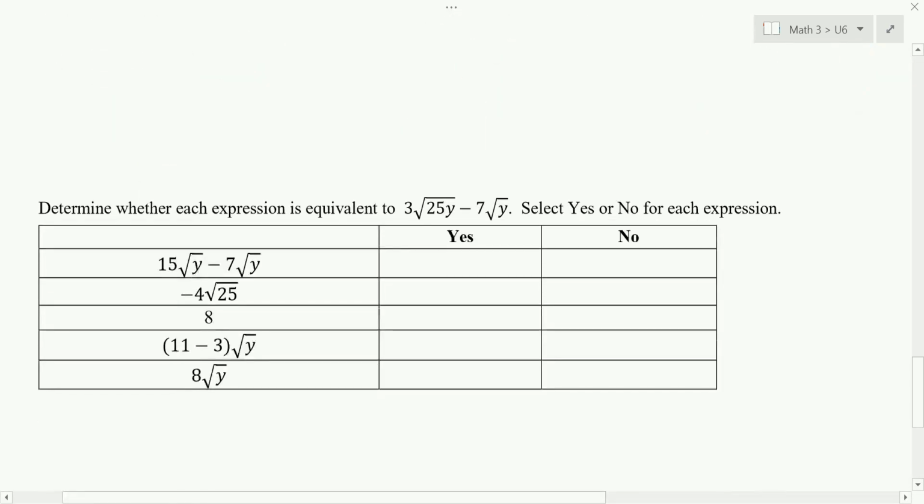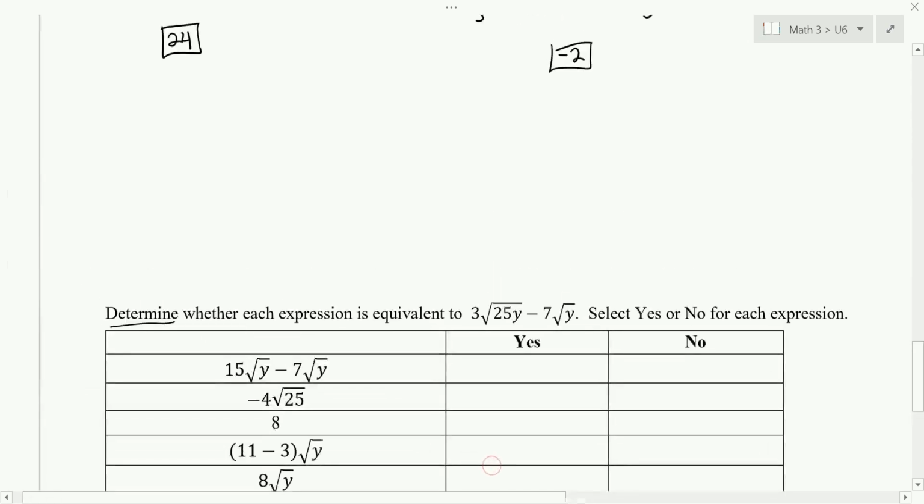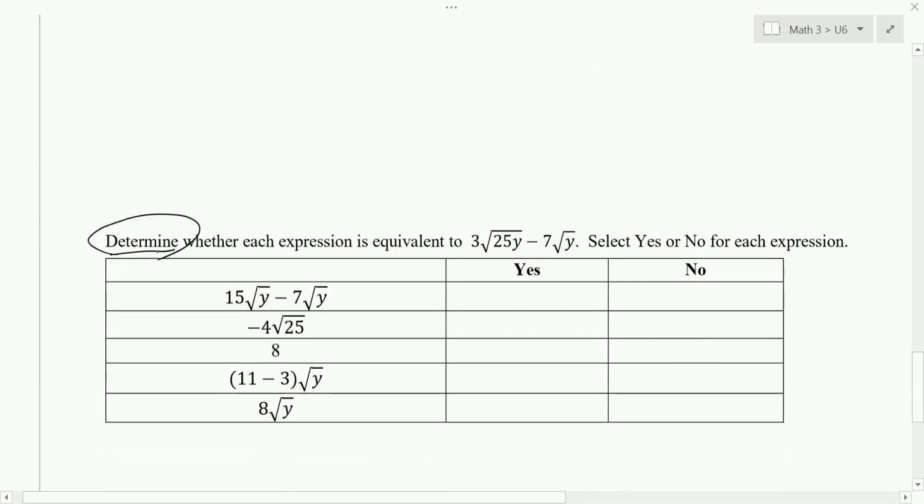All right, last one. Determine whether each expression is equivalent to 3 root 25y minus 7 square root y, and select yes or no for each expression. Okay. The different expressions on the left-hand side that go down that column here may be fully simplified or maybe partially simplified. It doesn't matter. You just need to know, are they equivalent or not?